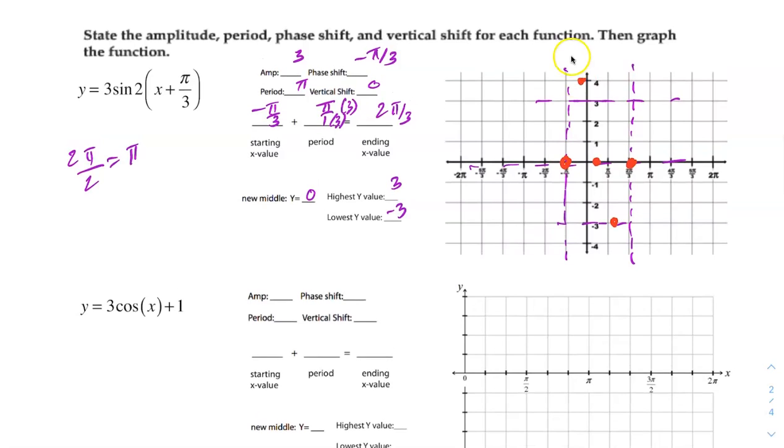I went way too high on that first one. I went all the way up there. I should stop right here. There we go. Had to be within the box. So there we go. And then you just graph it. So there we go. It's a sine graph.